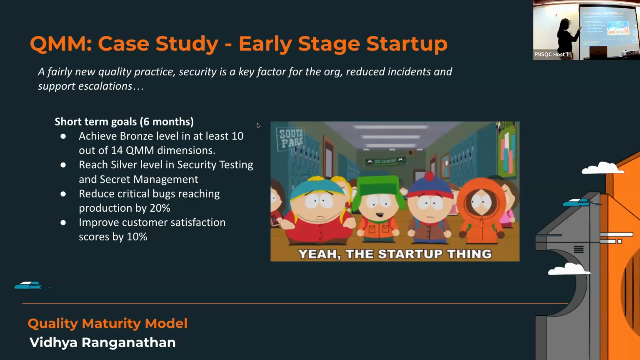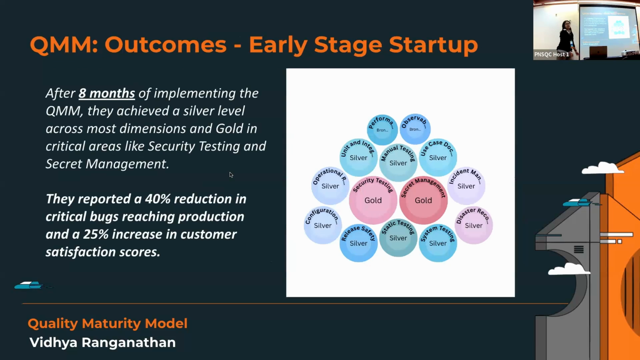So their short-term goal was to get to the bronze level, at least for the 10 dimensions, and the silver level for the security-related dimensions, reduce the bugs, and improve customer satisfaction. They did not achieve all of this in 6 months. They had to go a lot more for that, but they were laser focused on security. So they got to gold there, which meant they were automatically rotating the secrets, because that was the key factor for them. And they did really well with all other dimensions.